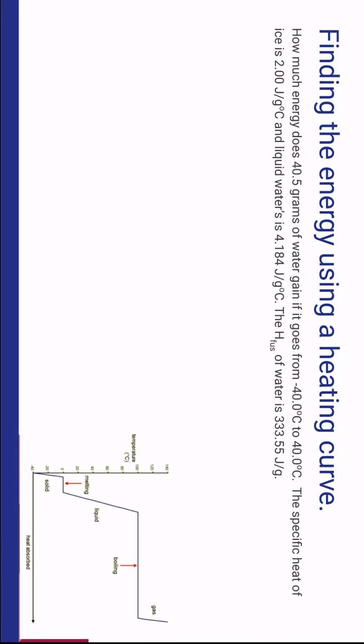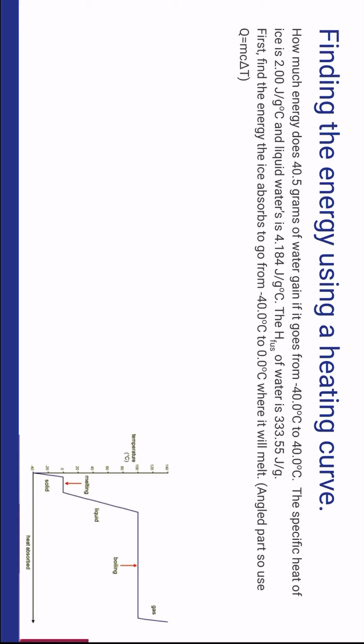How much energy does 40.5 grams of water gain if it goes from negative 40 degrees Celsius to 40 degrees Celsius? The specific heat of ice is 2 joules per gram degrees Celsius. For liquid water, it is 4.184 joules per gram degrees Celsius. The change of enthalpy of fusion of water is 333.55 joules per gram.